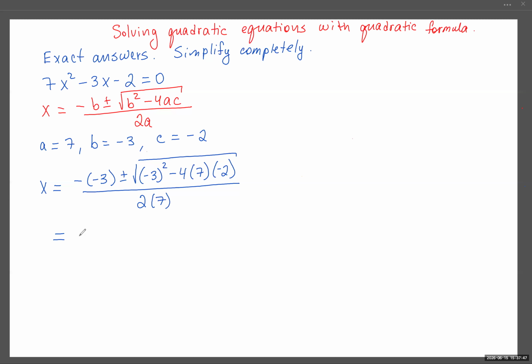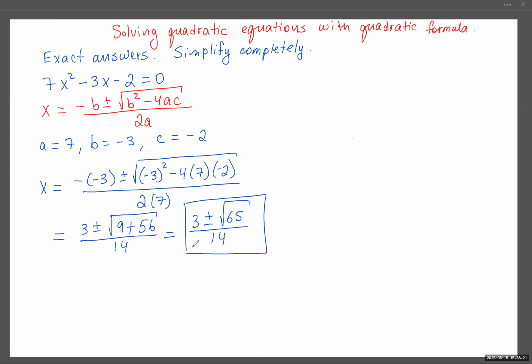We'll go ahead and keep simplifying it. The double negative on the front, that is a +3 plus or minus square root of 9 plus 4 times 2 is 8 times 7 is 56, divided by 14. So this is 3 plus or minus the square root of 65 divided by 14. Now the square root of 65 cannot be simplified any further, so actually this is as far as you can go on this particular example. Now let's go ahead and try a different one.